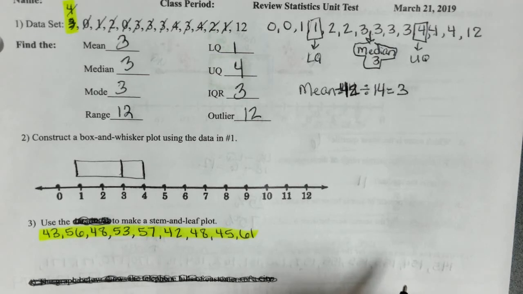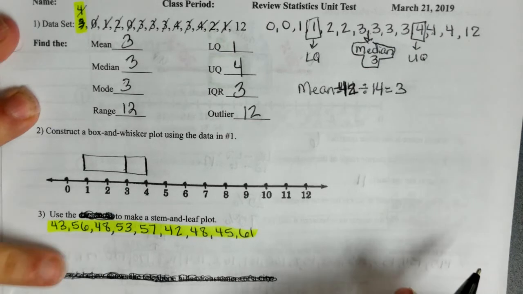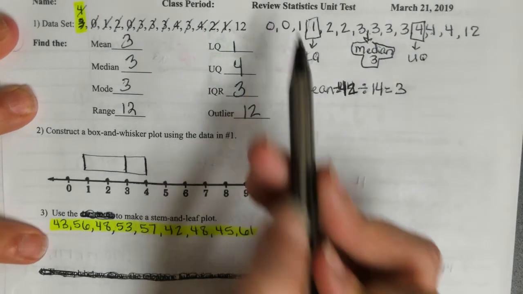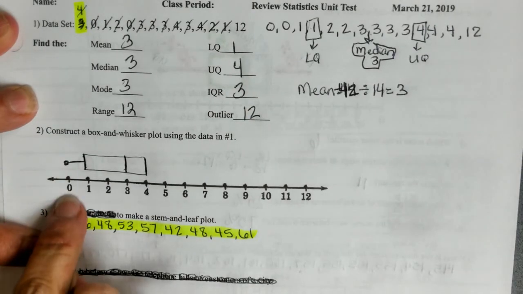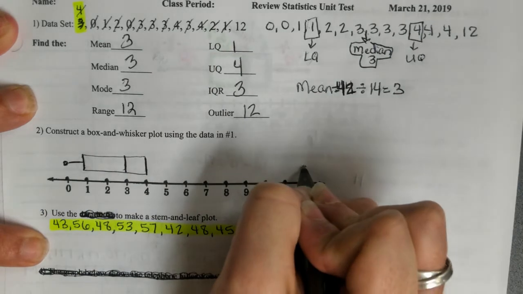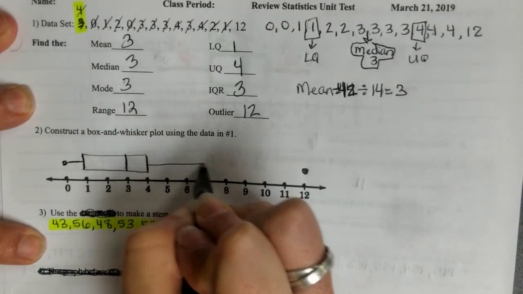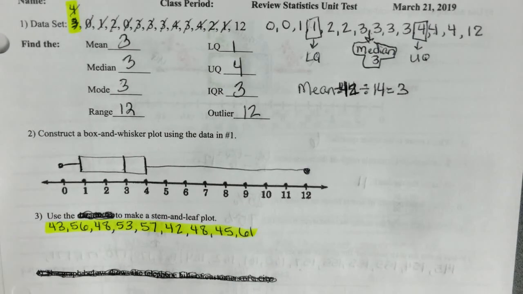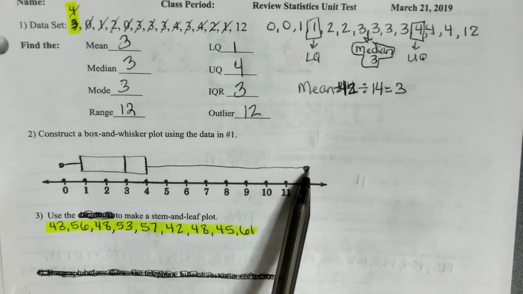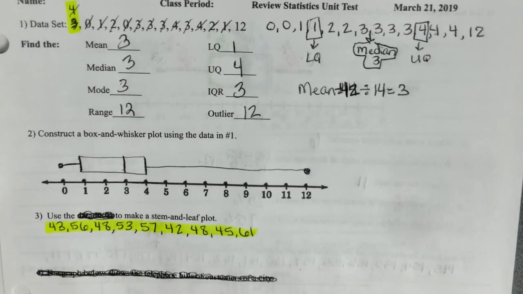Okay, the whiskers shooting off go to the lowest number in your data, which is 0. And kind of go back and connect it to the box. And the highest number in your data, which is 12. For now, meaning later in life you may not use the outlier, but whisker goes all the way to the biggest number and the smallest number.